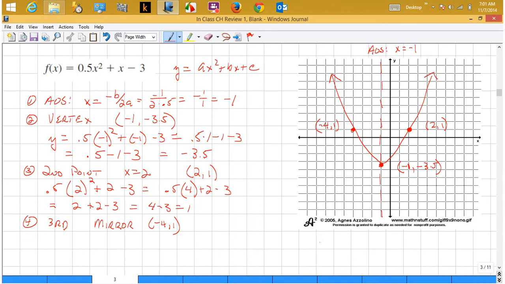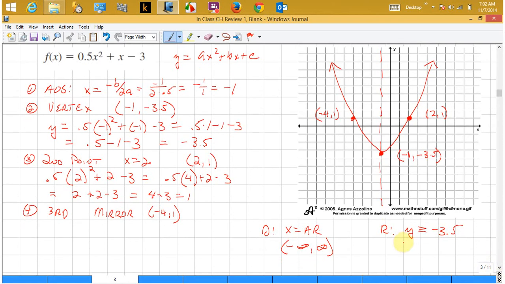Okay, and the domain is going to be all real numbers, which in interval notation would be written like this. The range is going to be all real numbers greater than negative 3.5, so y is greater than or equal to negative 3.5, and in interval notation, that would look like this.